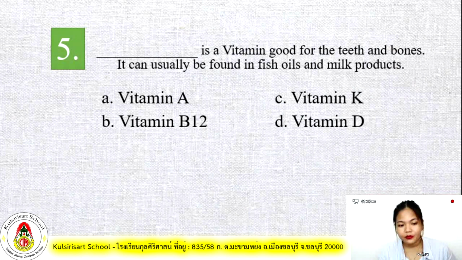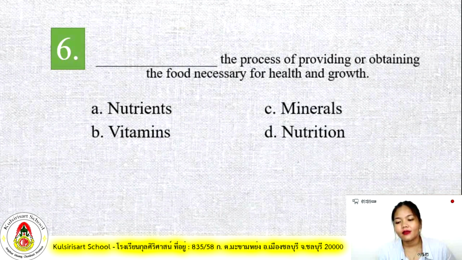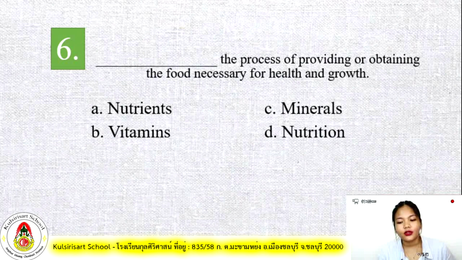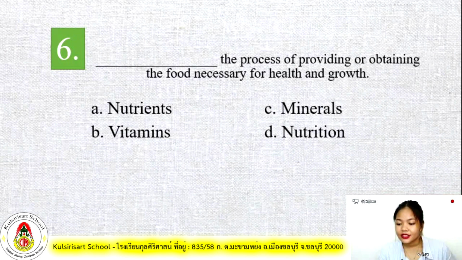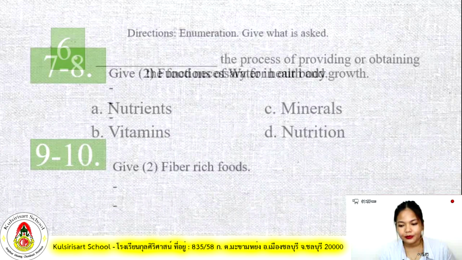Now let's proceed with number 6. The question is, blank is a process of providing or obtaining the food necessary for health and growth. Again, blank is the process of providing or obtaining the food necessary for health and growth. What do you think is the answer? Is it letter A, nutrients? Letter B, vitamins? Letter C, minerals? Letter D, nutrition? Write your answers on your yellow book.